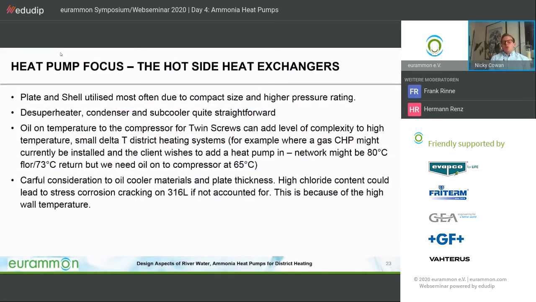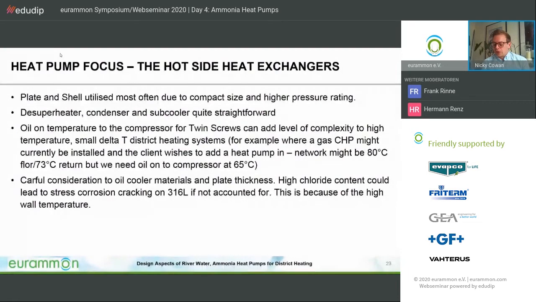Because the oil cooler is the most complicated part of the hot water side. All these heat exchangers are plate and shell. They allow us to have the higher pressure rating. The distributor, condenser, and subcooler, they're just sitting there, being nice and putting the heat in.